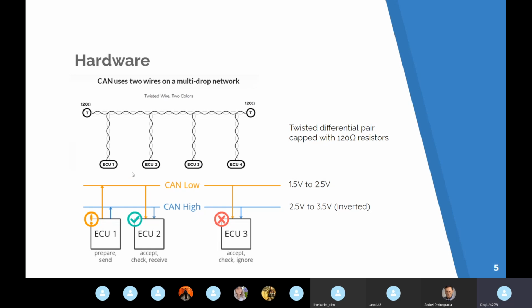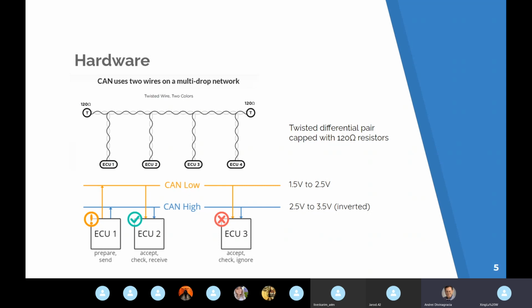In the first diagram, you will see that we have 4 controllers or 4 nodes connected to the whole system. The second one shows how they can interact. For example, we have our node 1 or ECU1 that's preparing and sending its signal, and it's intended for ECU2. ECU2 sees that, accepts it, checks it, and then receives it. ECU3, which doesn't care about the signal, will just ignore the message because it's not the intended receiver. Are there any questions for this slide?